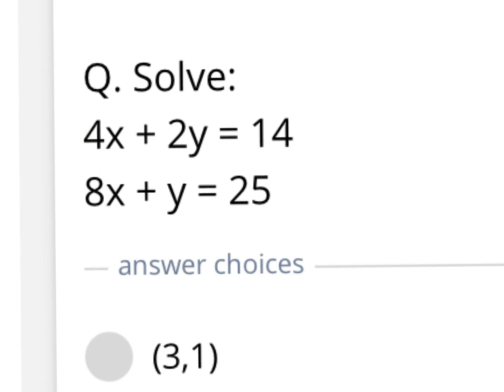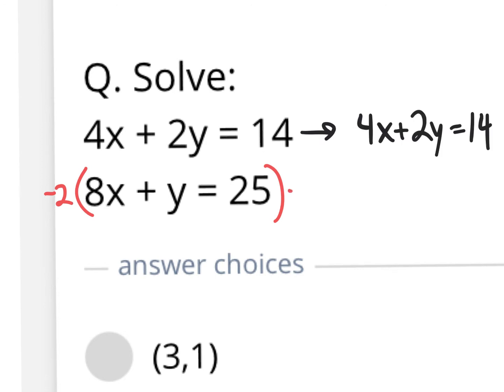And the question is, how could this positive 2y eliminate with this? The only way the positive 2y is going to eliminate is if this is a negative 2y. And this is why we modify that bottom equation by multiplying everything by negative 2. So the top equation is going to stay the same, and the bottom equation is going to change by multiplying everything by negative 2.